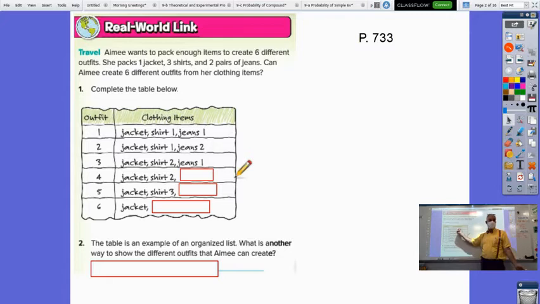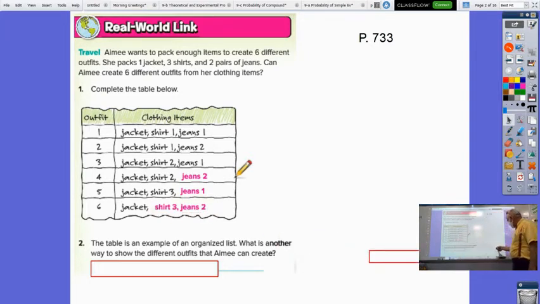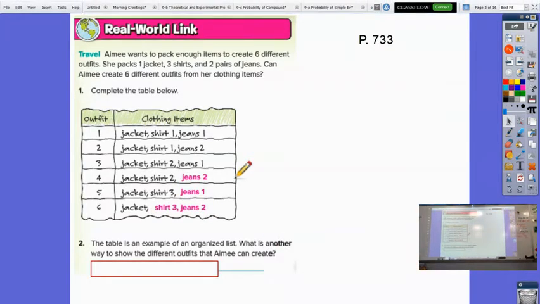She can wear shirt 1 with jeans 1, or shirt 1 with jeans 2. Or shirt 2 with jeans 1, or shirt 2 with jeans 2. Okay? Or she could wear shirt 3 with jeans 1. Or she could wear the jacket and shirt 3 and jeans 2. Right? So these are all of the different outfits that she can make.